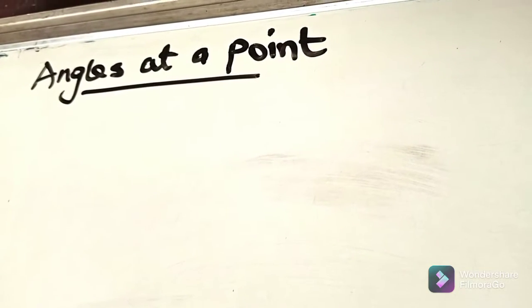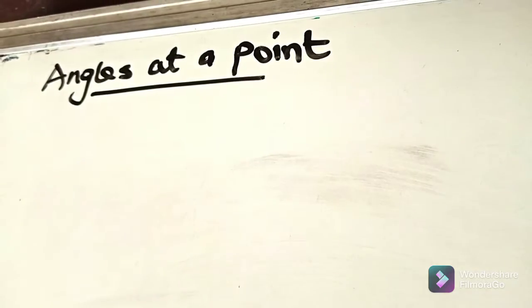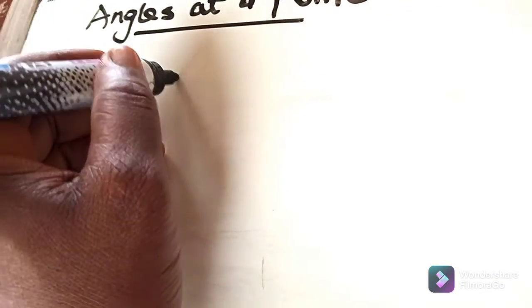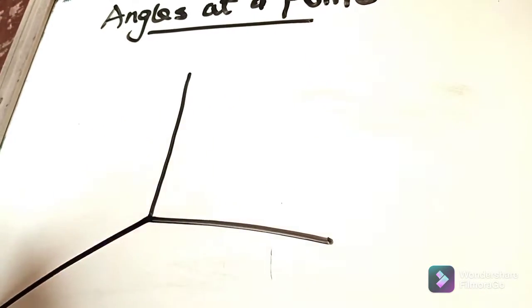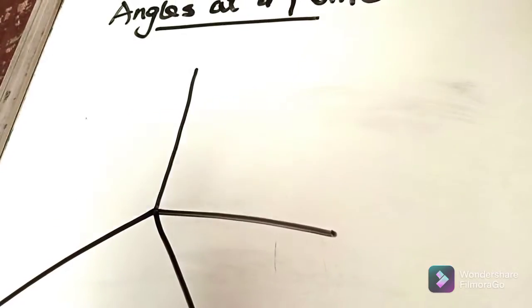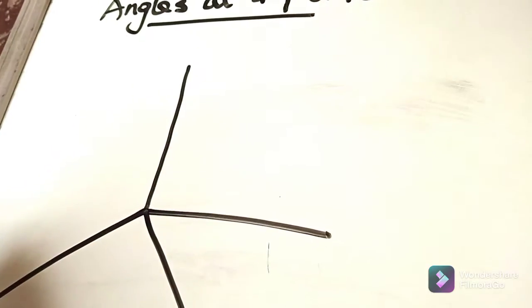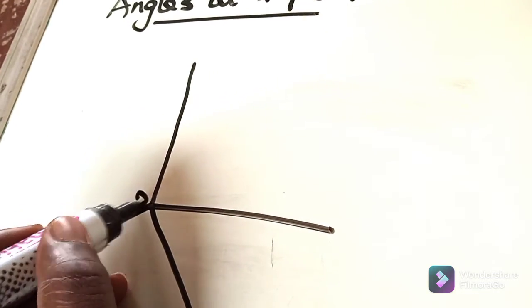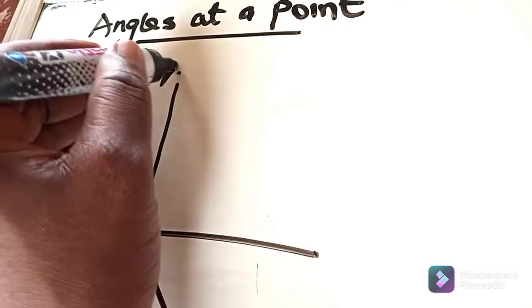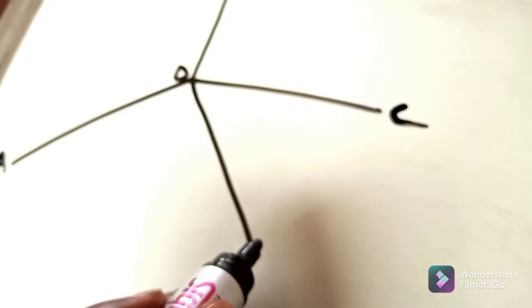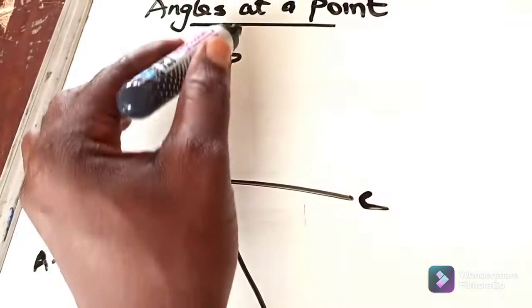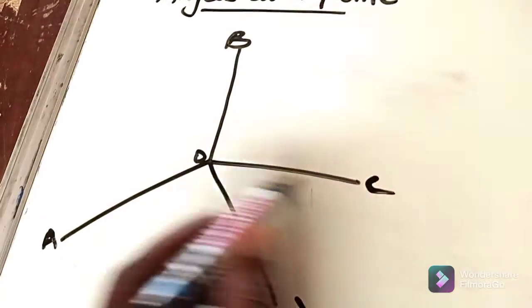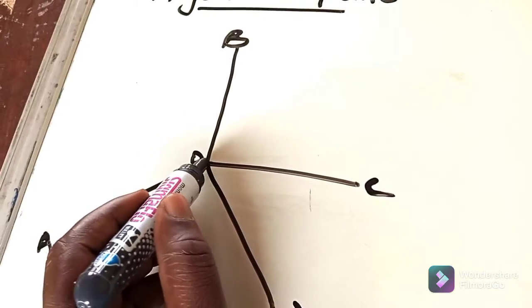Good morning, class. This morning we are going to look at angles at a point. Now, if you have a straight line, and another straight line, and another straight line, and another straight line here. If you look at these straight lines, let me call this one A, the center O. This one, let me call it B. This is C, and here I'm having D. So the straight lines AO, BO, CO, and DO, they meet at a point, which is point O.